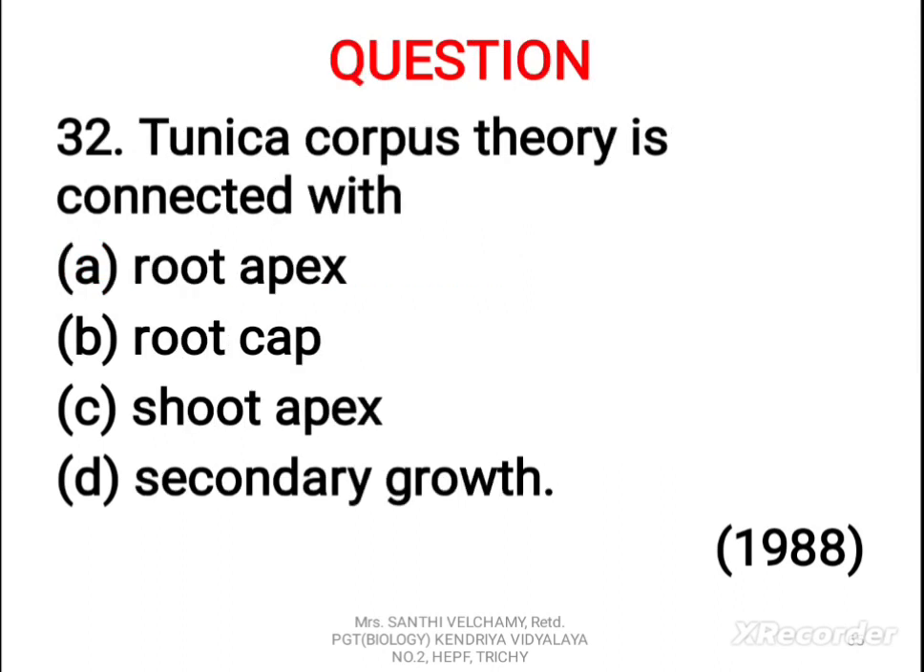thickness. Next, 32nd question. The tunica corpus theory is connected with A. Root apex, B. Root cap, C. Shoot apex, D. Secondary growth. For the 32nd question, C is the correct answer, shoot apex. According to the tunica corpus concept, there are two portions in the shoot apex, tunica and corpus.